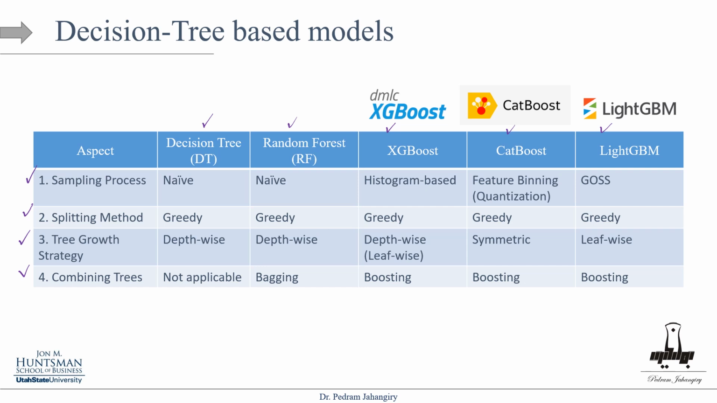In terms of sampling process, decision tree and random forest are doing naive. So we talked about what this naive is and how it works. Basically, we're going to consider every single combination of the available splits at each value. XGBoost is using histogram-based, CatBoost is using feature binning, and LightGBM is using GOSS, right? Again, I promised you to explain the difference between histogram-based and feature binning, or quantization we call it. Let's talk about it here.